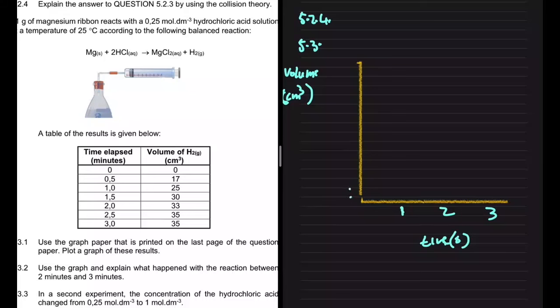So let's say 1, 2, 3, 4. Those 4 blocks will give us 10. So we have 10 and then 1, 2, 3, 4. Let's have 20. 1, 2, 3, 4. Let's have 30. And then 1, 2. Let's say that is 35.